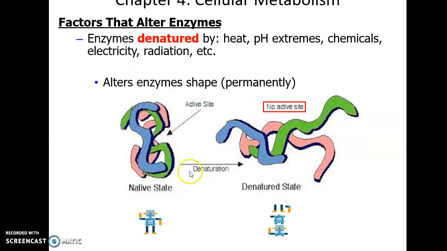Enzymes can be denatured. You can treat them with heat, extreme pHs, chemicals, electricity, radiation, and this denaturing destroys their structure and makes them inactive, and this is a permanent effect. A denatured enzyme cannot ever function again. All right, and that is it for this part of chapter 4.